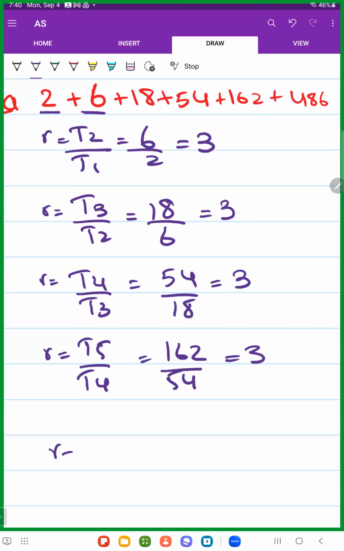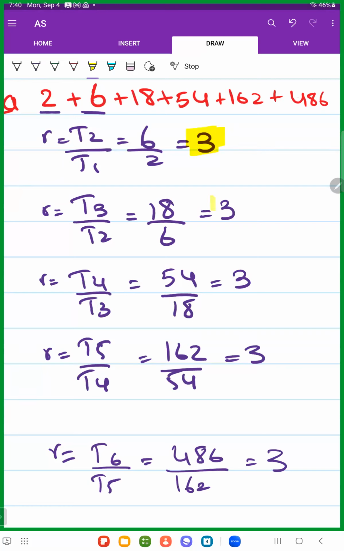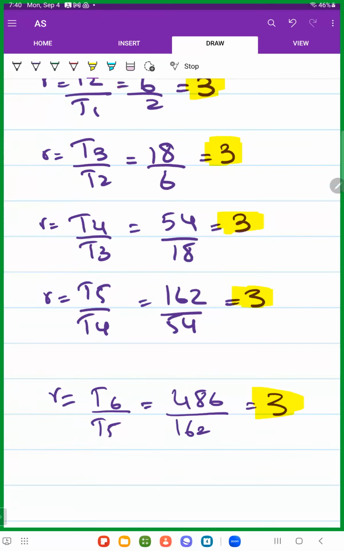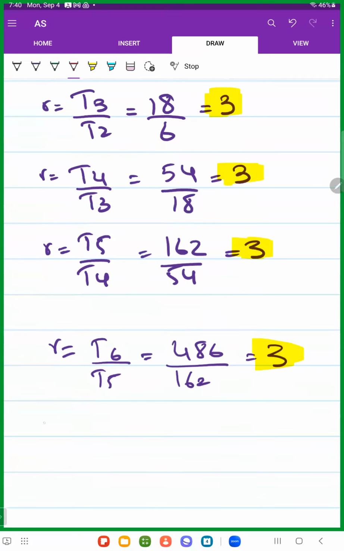Then the last one, it's going to be T6 by T5. Are you understanding what I'm doing? Yes, miss. I'm just seeing if the ratio is constant. I have to check if at any place it comes out to be not constant, then this cannot be a geometric progression. So for every term, the ratio was the same. So this means I just write the common ratio is constant.